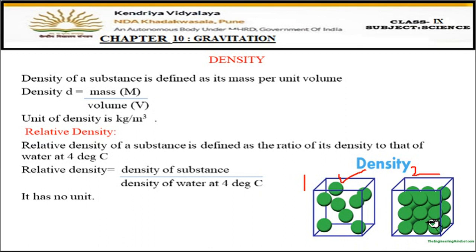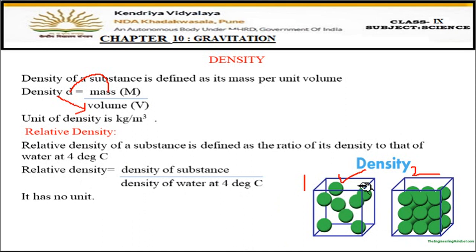Now in case 2 you can see that more molecules are present, so their mass will also be more. When the mass is less in a particular volume, its density will be less. When the mass is more, density will be more, because density and mass have a direct relation. And volume and density have an inverse relation. If the volume is more, density will be less, because if the area is more, these molecules will spread away, so density will decrease.